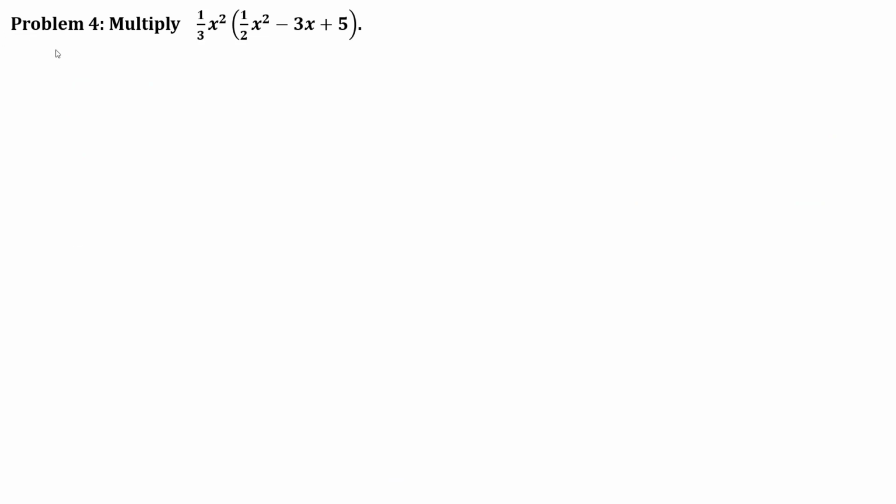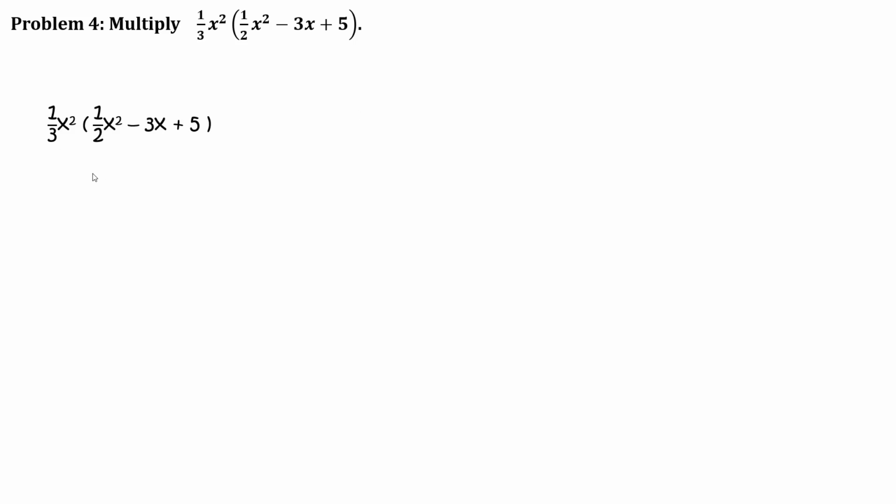Problem 4, you are asked to multiply a monomial by a trinomial. And again, the problem is very similar. Now we have fraction coefficients. We're going to see an example of what to do in this case. So you have 1/3 x squared, your monomial, times quantity 1/2 x squared minus 3x plus 5.